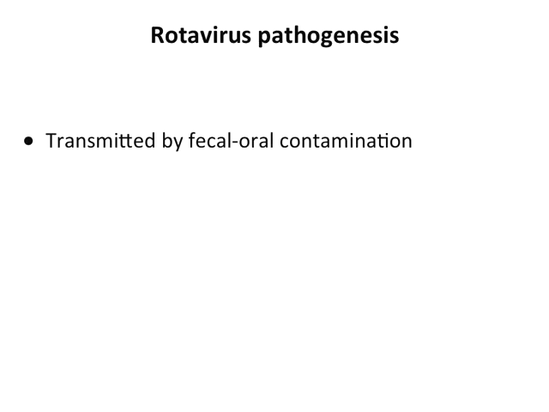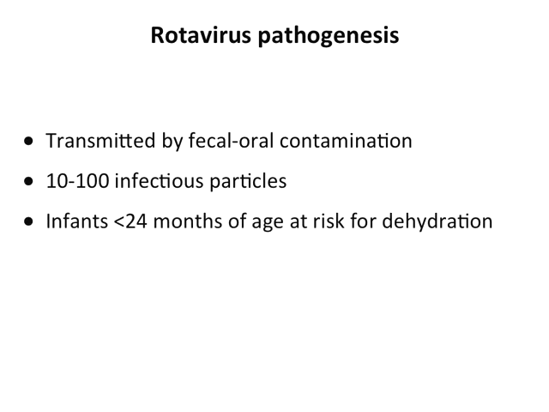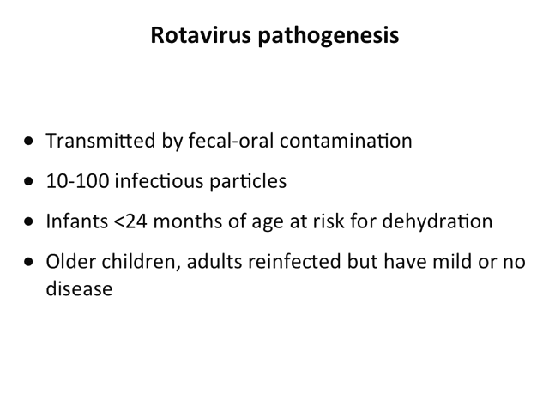Pathogenesis, it's transmitted by fecal-oral contamination. You shed the virus in your feces, and someone else picks it up. You don't need very much virus to infect you. 10 virus particles are enough to cause gastroenteritis. And as I said, young infants are at risk for dehydration. You do get infected over and over again as you age, but the subsequent infections are milder, and eventually you don't get disease because you have antibodies that build up against these viruses.